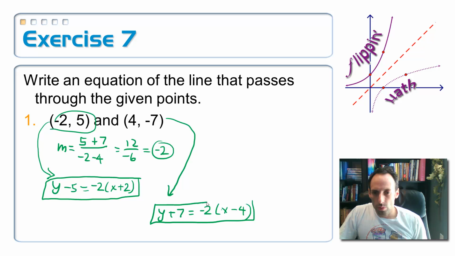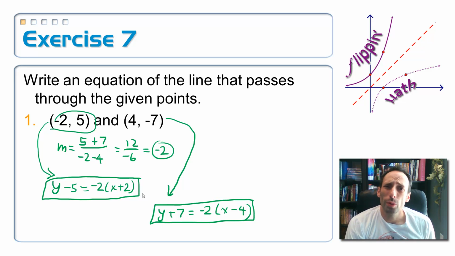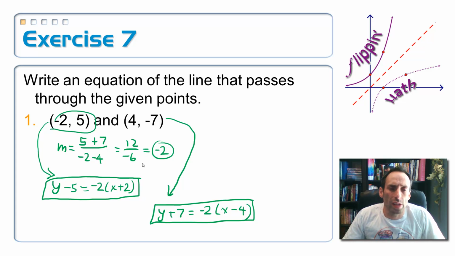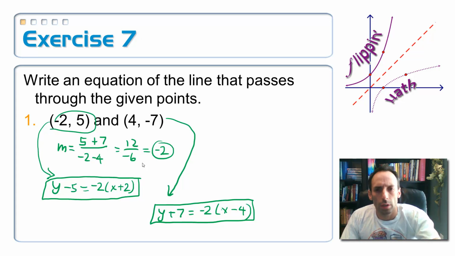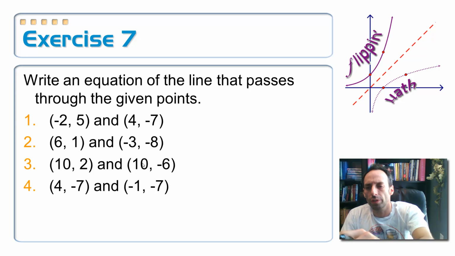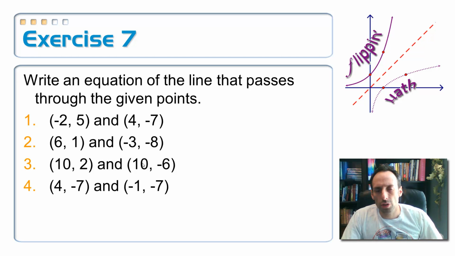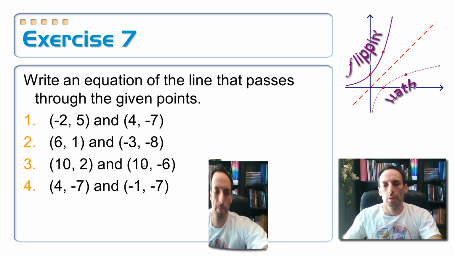And even though they do not look it, these are equivalent. If you were to put them both into slope-intercept form, you'd see they're both the same. I challenge you to do that. It's a challenge. Anyway, what I want you to do is finish off number 2, 3, and 4, and then come back and let's make sure you're doing everything right, okay?